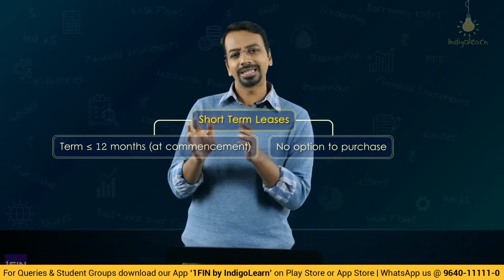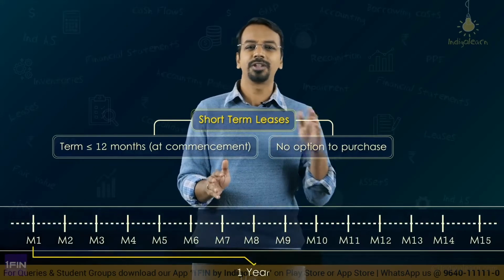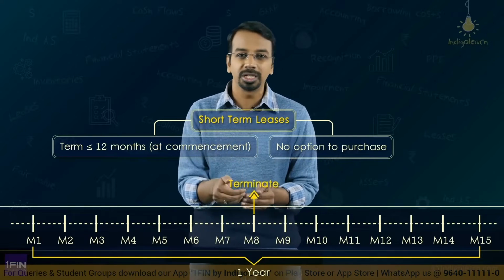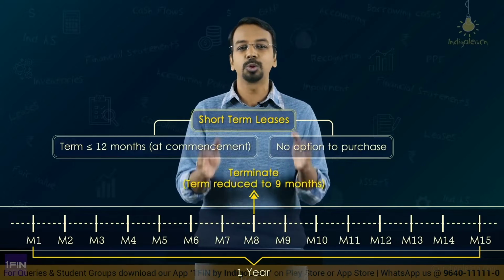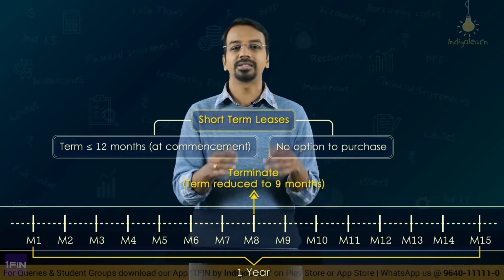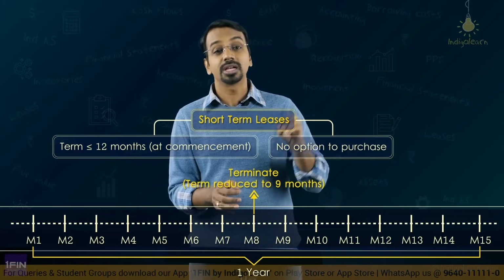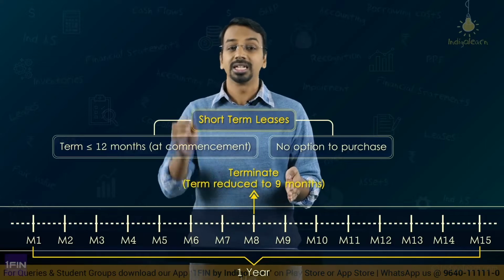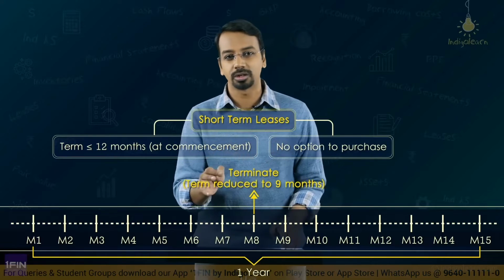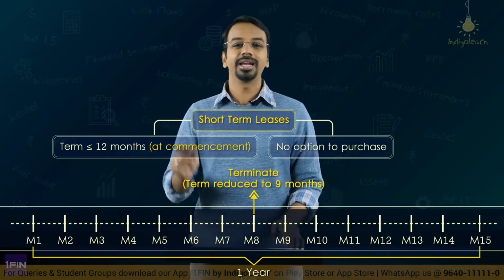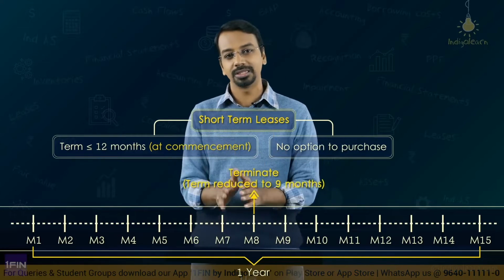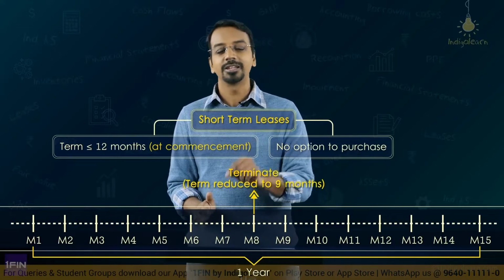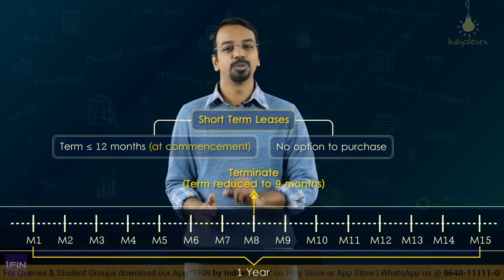Say for example, at the commencement date, it's a 15-month lease. After 6 months, you decide to exercise the termination option, which reduces the lease term to 9 months from the original date. Because you exercise that termination option, the lease term has now come down to 9 months from the original date. Does it mean it is a short-term lease? No, it is not a short-term lease, because at the commencement date, the lease term is 15 months. So, you have to consider the commencement date and see what the lease term is, and if it is 12 months or less, then you can consider it to be a short-term lease.